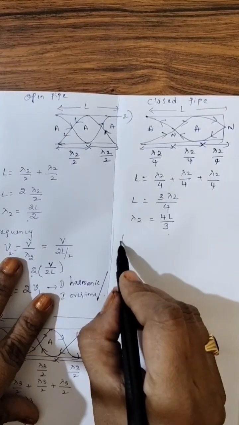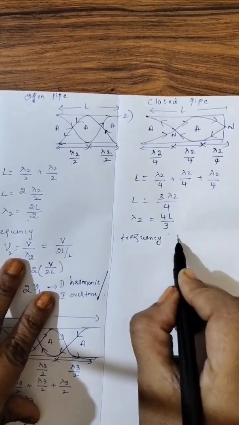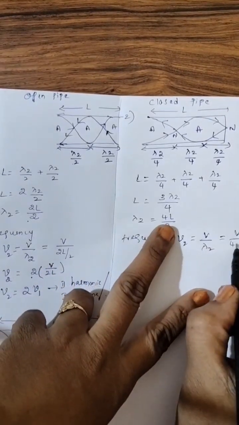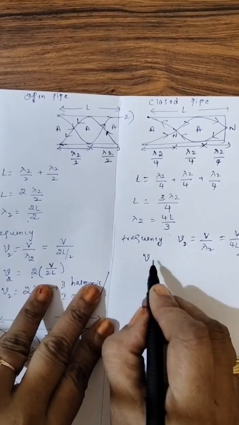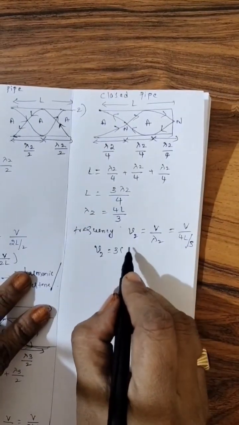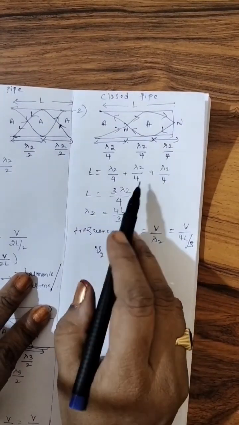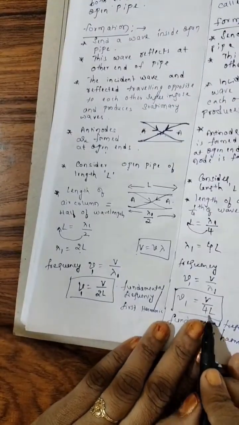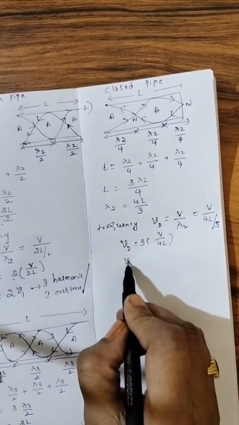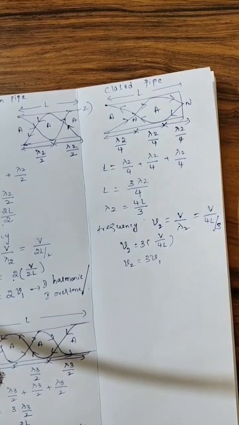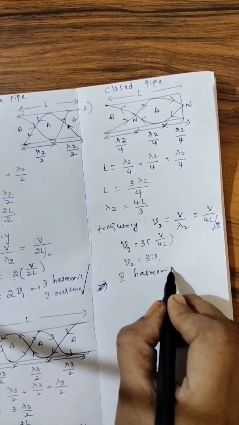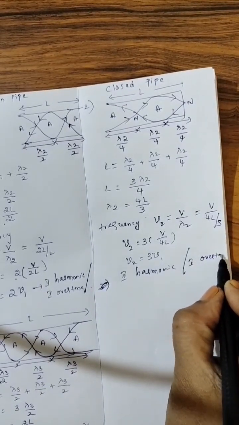Next what will you write? Frequency. Nu 2 is equal to V by lambda 2. What is lambda 2 here? 4L by 3. 3 will come up. 3 of V by 4L as it is I am writing. But what is V by 4L? Here we wrote nu 1. I am substituting nu 1 here. So nu 2 equals 3 nu 1. This we call second harmonic or first overtone.